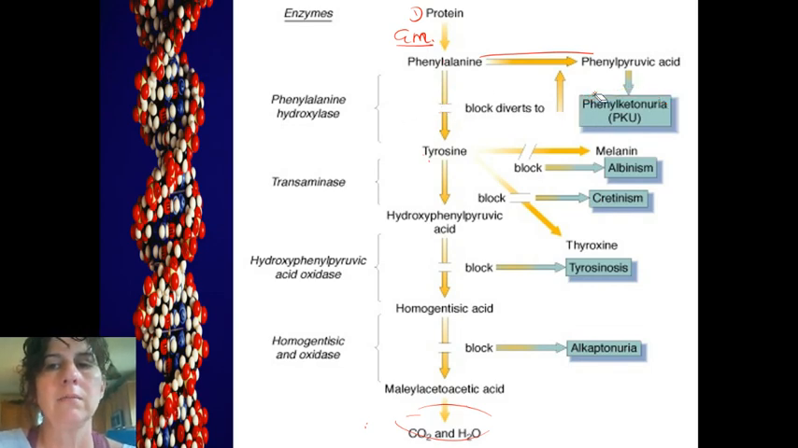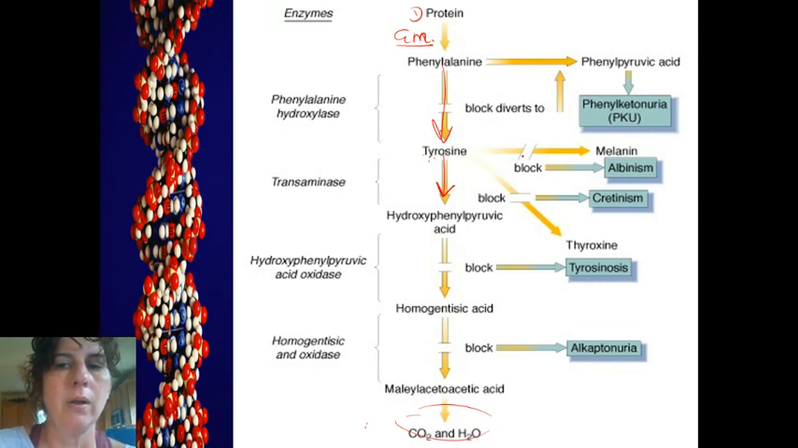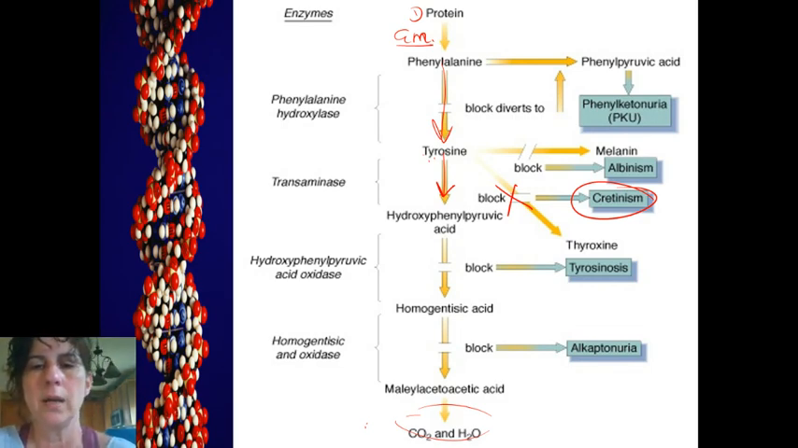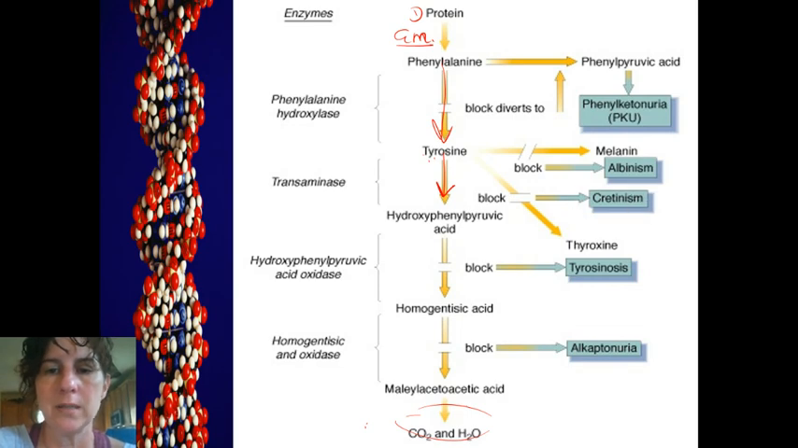If, on the other hand, that one's okay, and we go from here to here, and we get down to tyrosine, and we're trying to get here, I can have a couple of blocks along here. I can either block here, and it leads to an inability to make melanin, so that's albinism, or I can have a block that they show right here, which leads to this thing called cretinism, where the brain and the skull don't form to the correct sizes, so the head is too small and the brain is too small, and that's obviously going to lead to some mental and developmental disabilities, because the brain's controlling all of that.